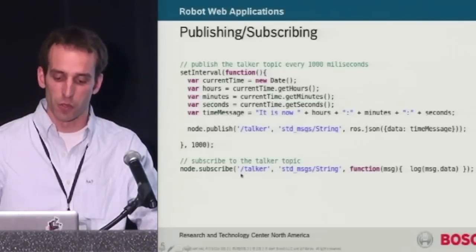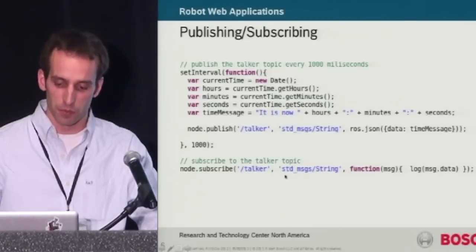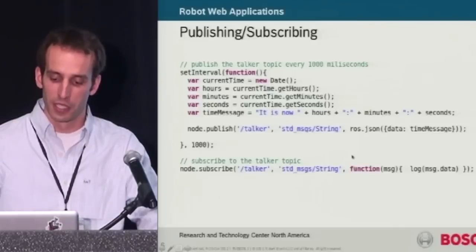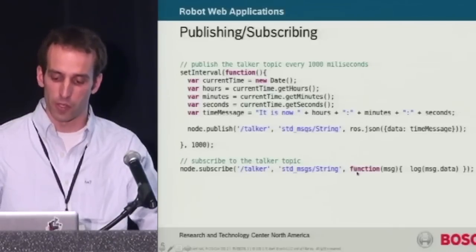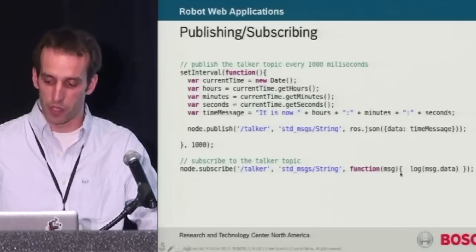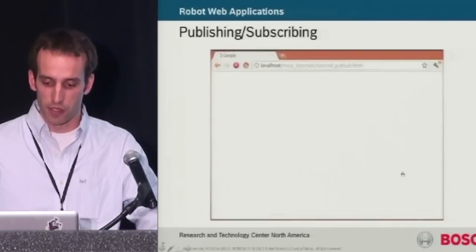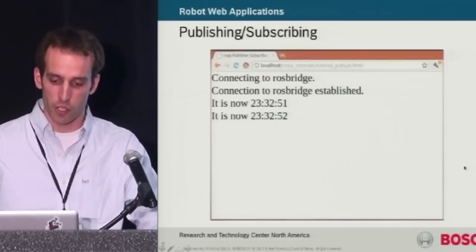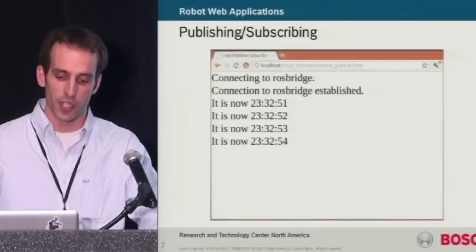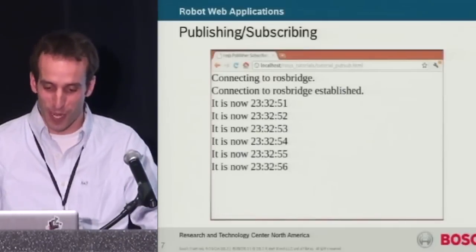And similarly, the subscriber. Here we just subscribe to the same message type again, just to see if it works. So we assume a string object, and then we print it out. And so here's how it looks like, the simple code that I just showed. It connects to ROS Bridge, and yay, we receive its time.